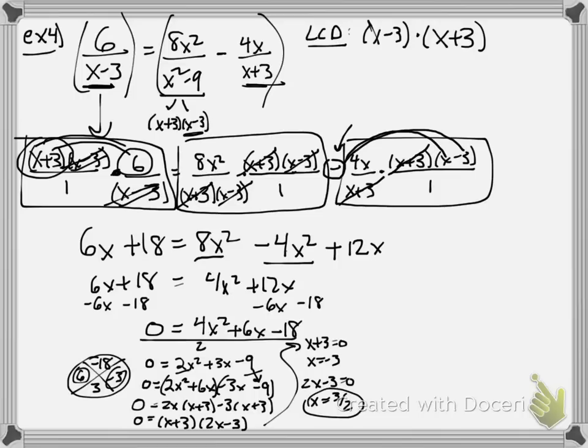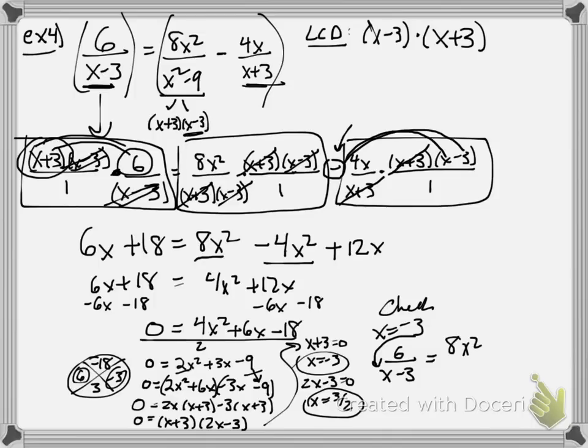So apparently these are my solutions. However, if we check x equals negative 3, I think we have a problem. Now remember the original, I had 6 over x minus 3. Now that's not the problem. If you plug a negative 3 in there, it just becomes negative 3 minus 3. You're dividing by negative 6. That is not an issue.